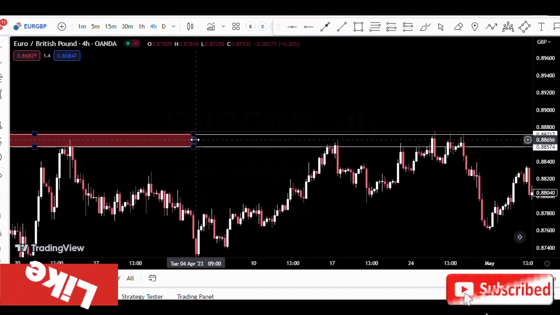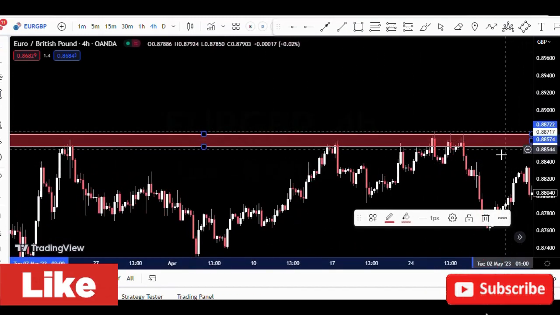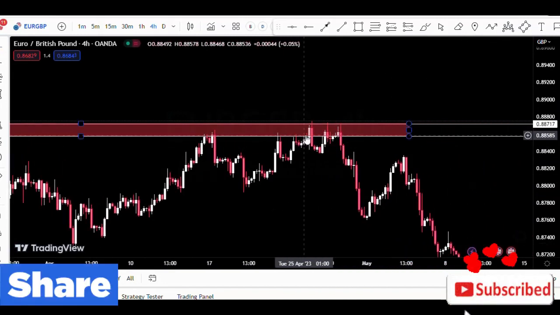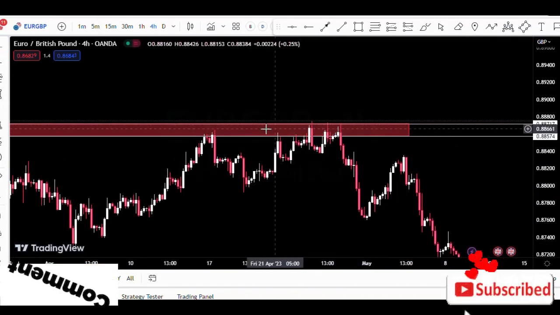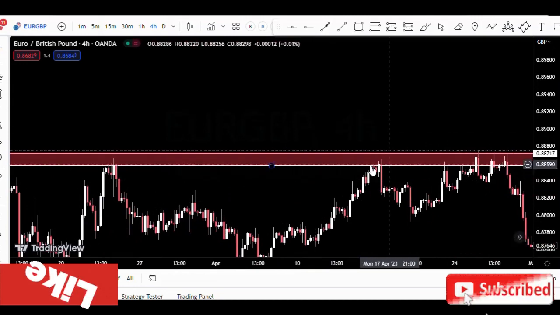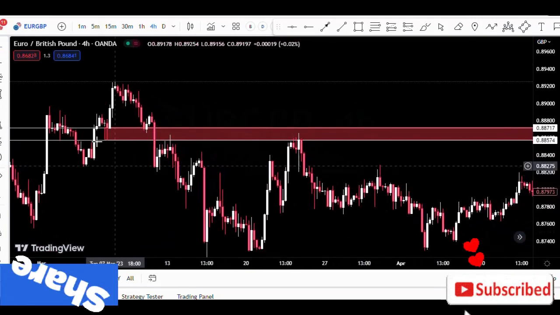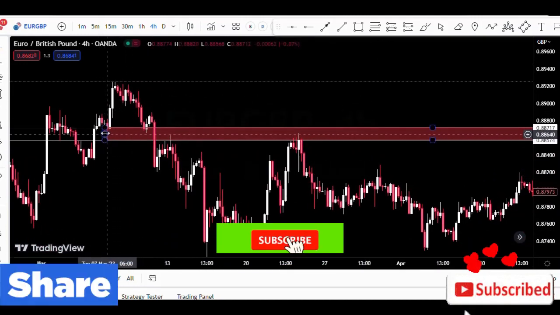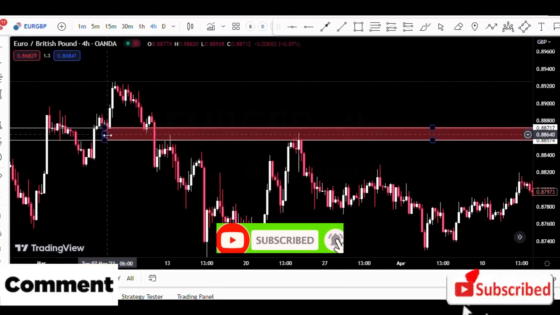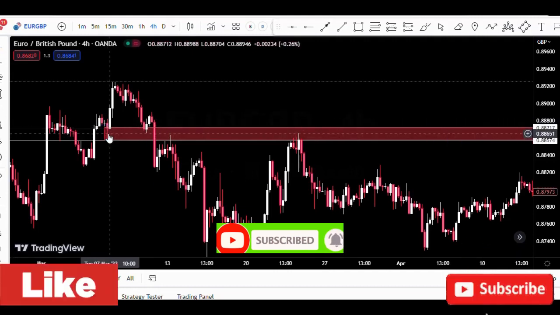Even if I draw it continuously, check this out, traders, check this out. Look how price has been respecting this zone. And this is just something that happened between the wick of this candle.